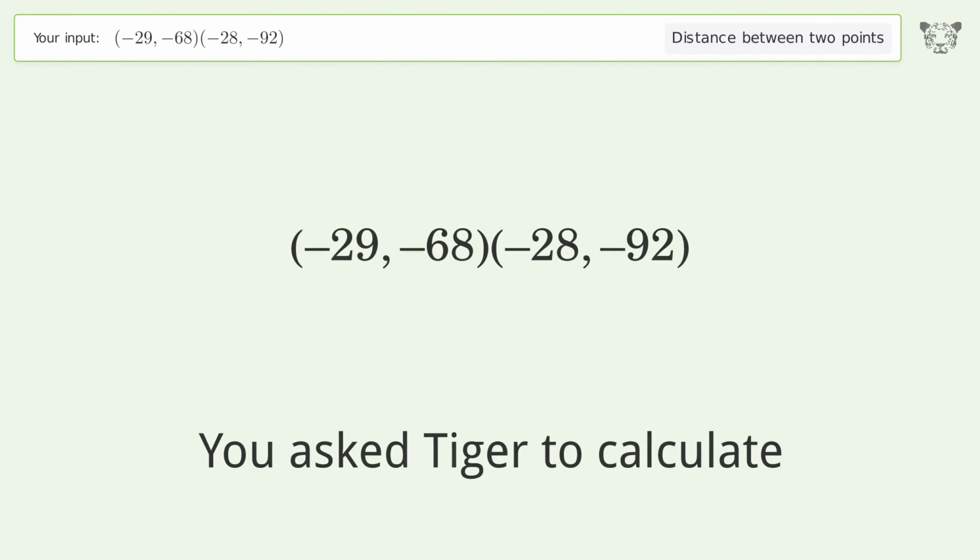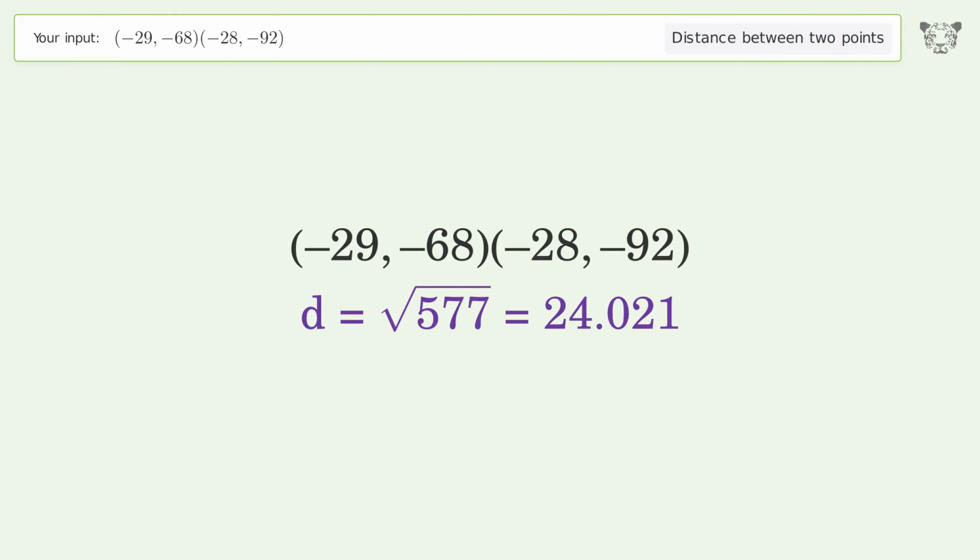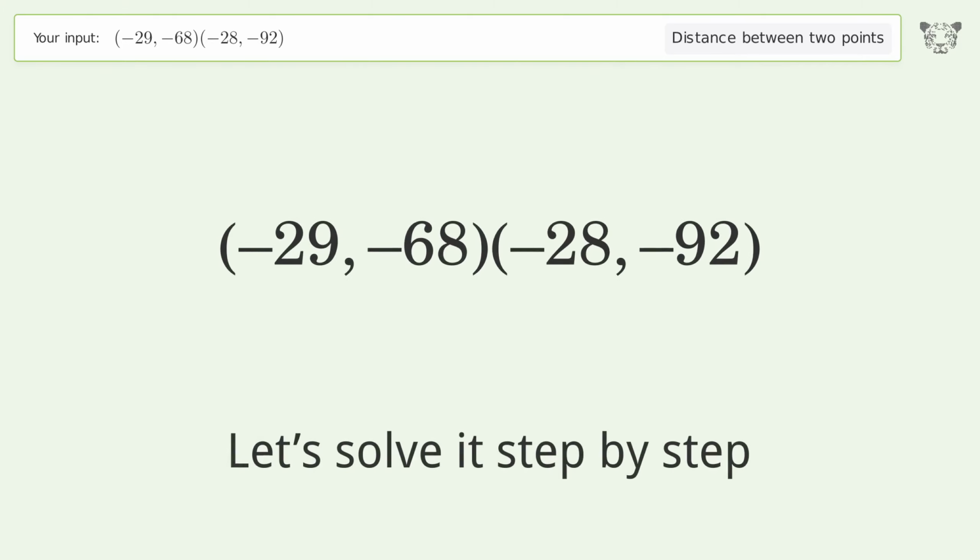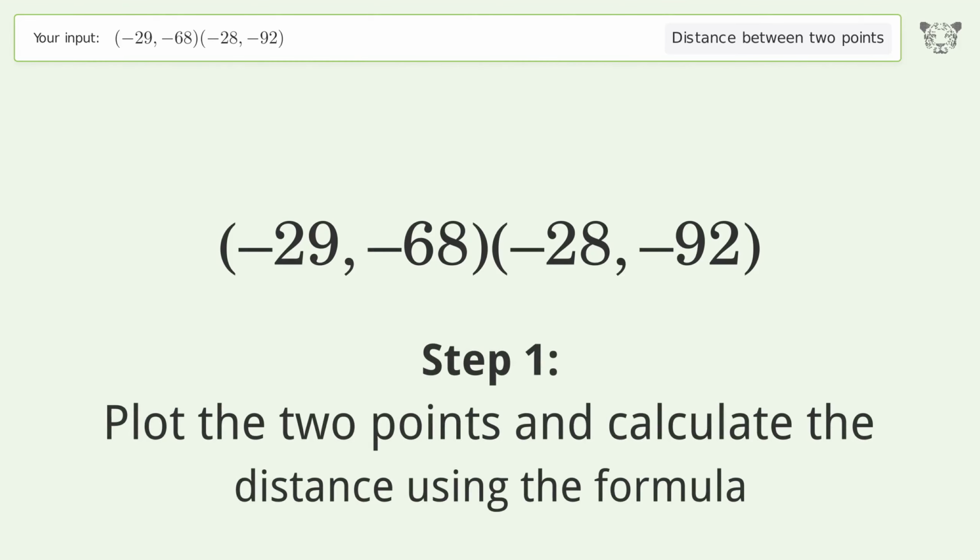You ask Tiger to calculate. This deals with the distance between 2 points. The distance between the 2 points is the square root of 577, or 24.021. Let's solve it step by step. Plot the 2 points and calculate the distance using the formula.